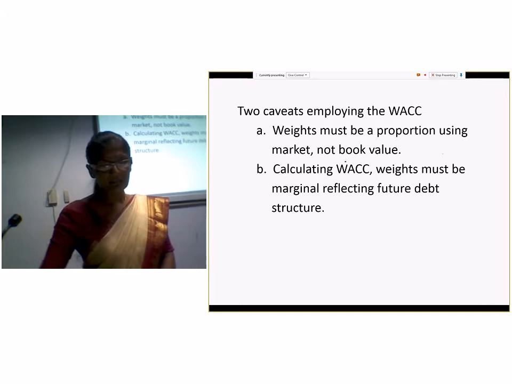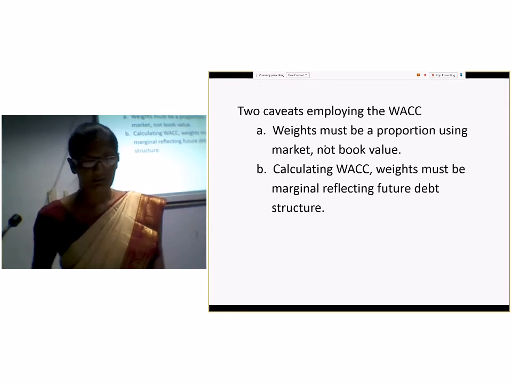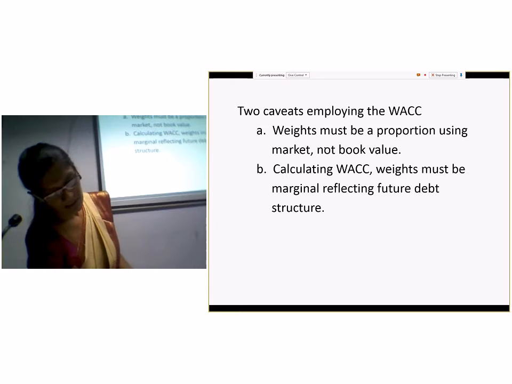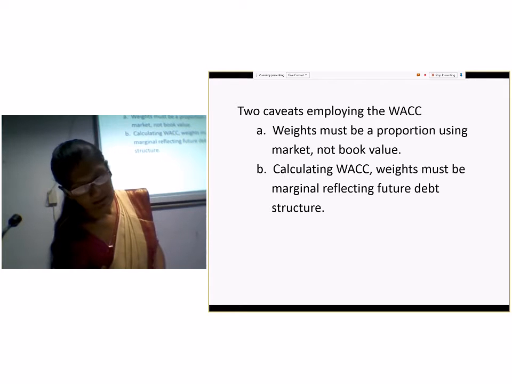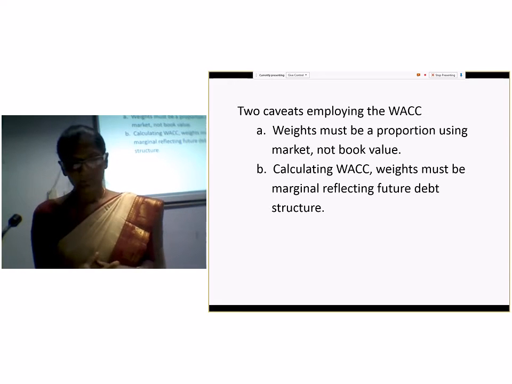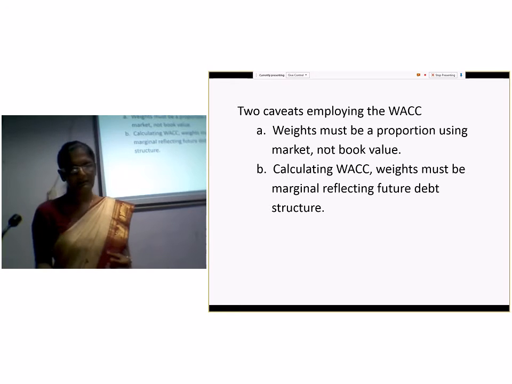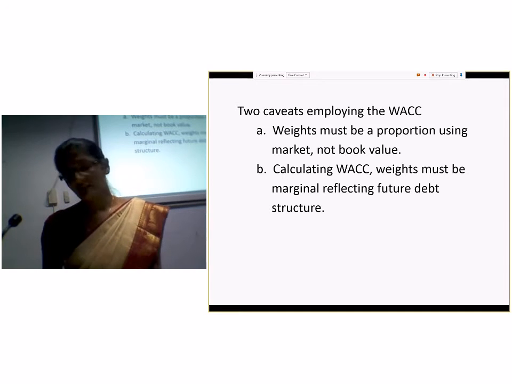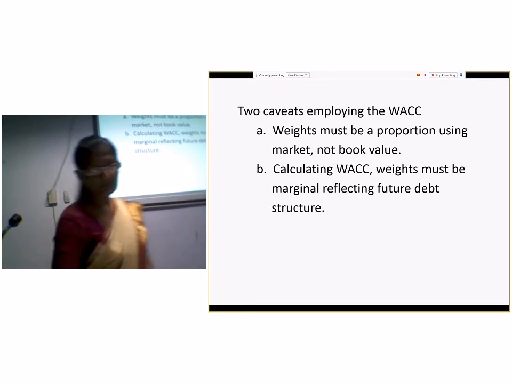Two cavities when employing the WACC: weights must be proportioned using market, not the book value. Two things that we have to remember when we calculate the cost of capital or WACC of multinational companies. The weights must be based on the market value, not the book value, right? For multinational companies, the market value of the shares would be totally different from the book value, because when we calculate the market value of the foreign subsidiary, apart from the price of the asset, we have to consider the exchange rate changes as well, right? Therefore, there would be a huge difference between book value and market value. Therefore, definitely we have to use the market value of the asset, not the book value. If we are to calculate the realistic cost of capital, we have to use the market value, not the book value.